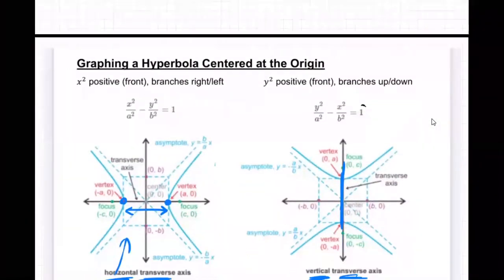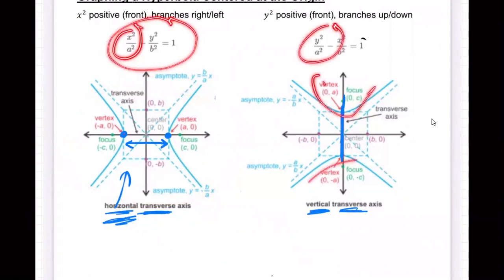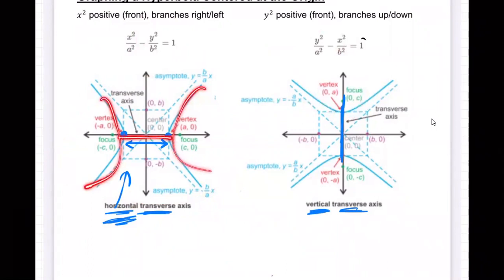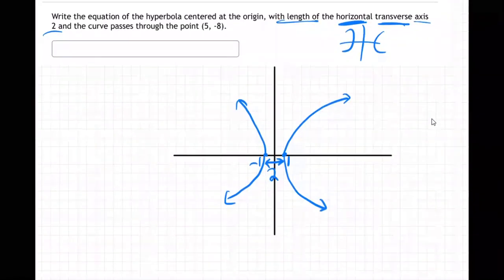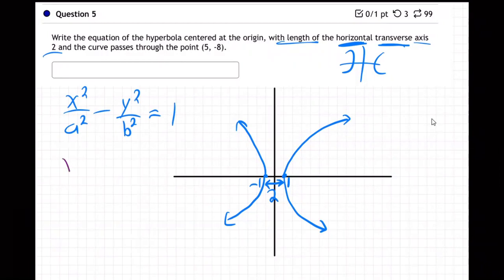So what does that mean? Let's start writing the equation. If it looks like this, the equation must be like that, right? X is in the front, not Y in the front. Y is in the front when you go up, down, but our branches are going right, left because we have a horizontal axis. So X is in the front. Let's write this equation: x squared over a squared minus y squared over b squared is 1. And what's going to go underneath x must be 1 squared.